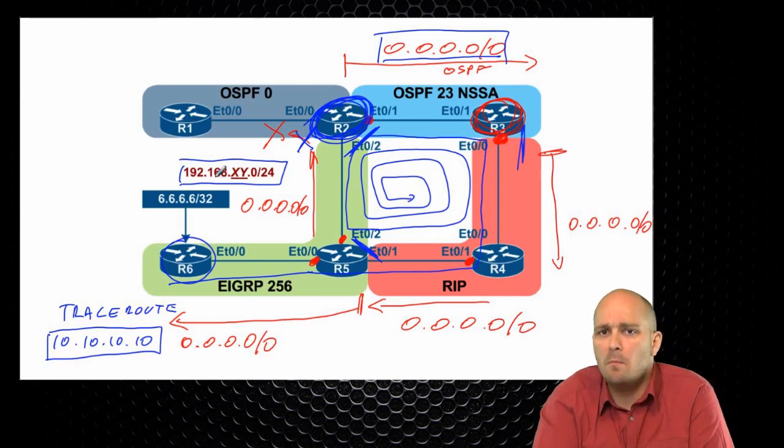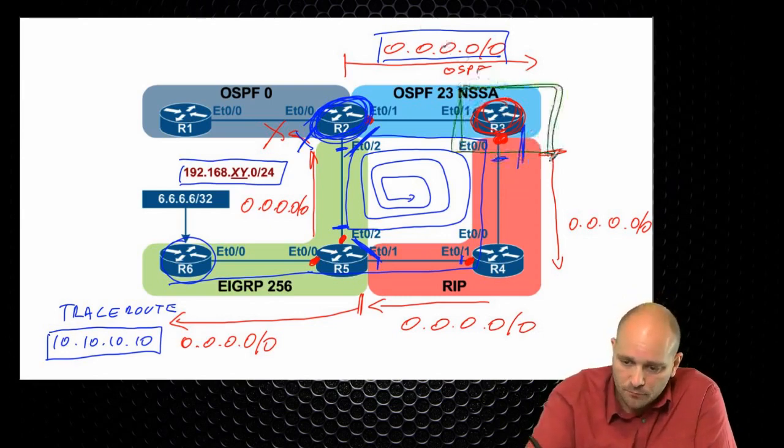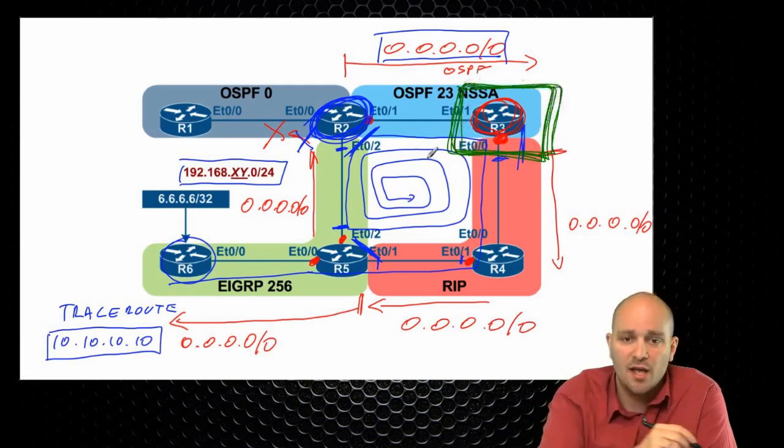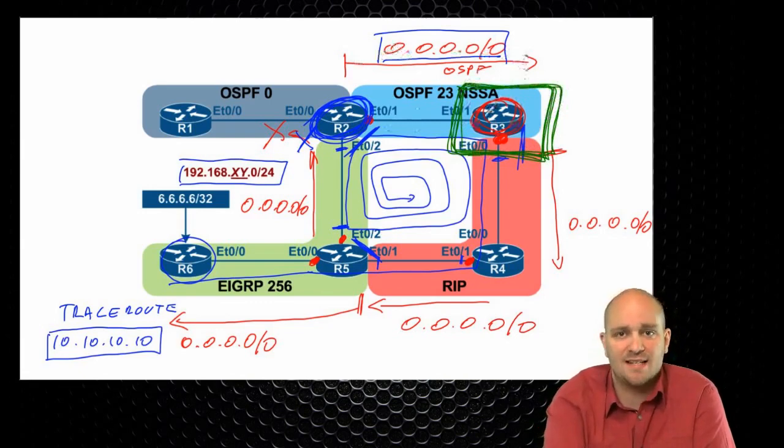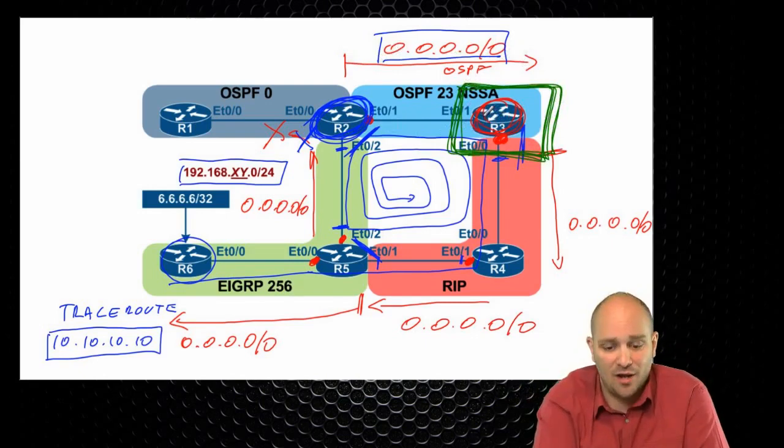Well, as it turns out, multiple ways. You can filter this route here, you can filter this route here, you can filter this route here, here, or here. The only router where you need to have this route is R3, because this is the only thing that the task actually requested you to do. They said generate the default route into the NSSA area, which means that R3, which is the only router in the NSSA area other than R2 who generates the route, is the one that needs to have this route. All other routers don't need to have it.